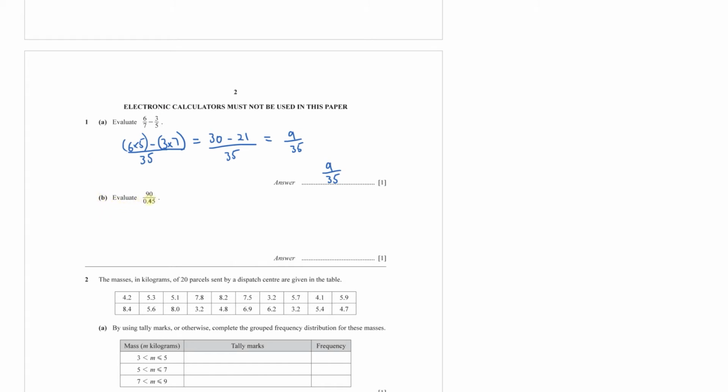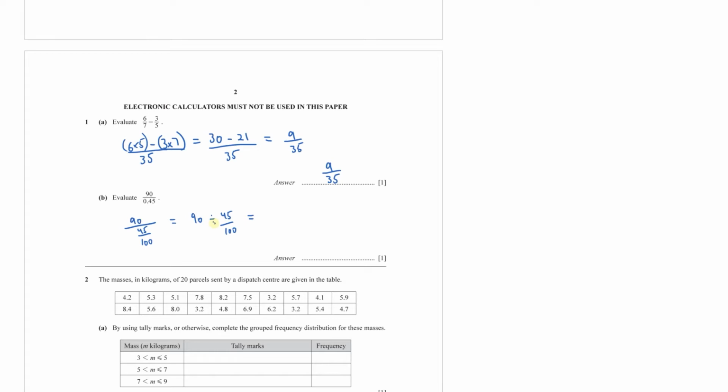Part B is evaluate this expression. The best way to do these types of evaluation where you have decimals involved, I prefer to convert them into fractions. So if I remove this decimal, that means I have to move it two places to the right. So this becomes 90 divided by 45 over 100 because I moved the decimal two places to the right. So this becomes 45 over 100.